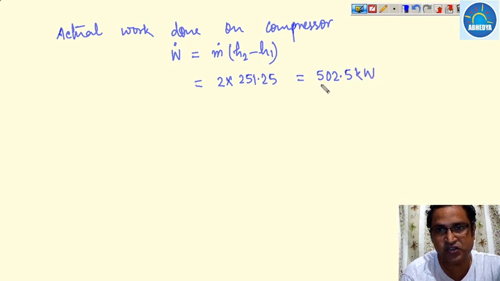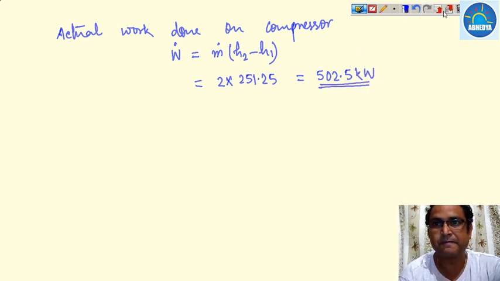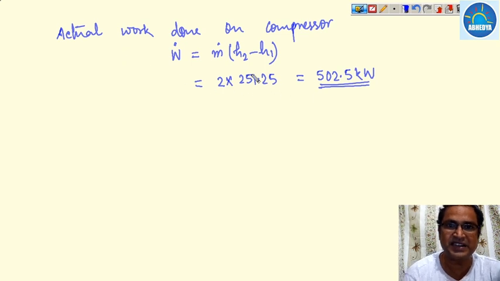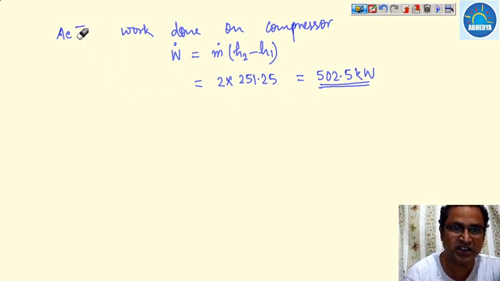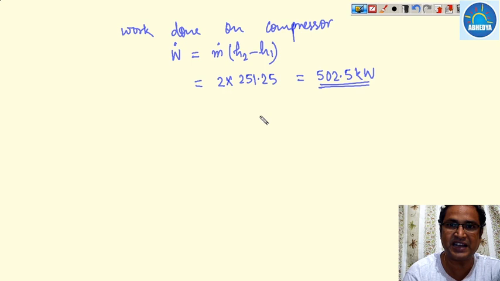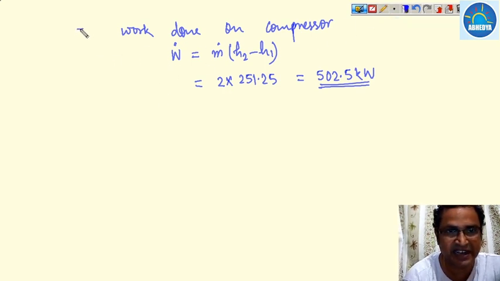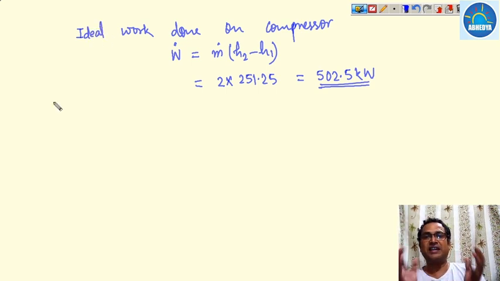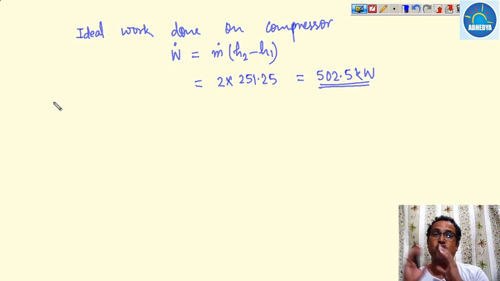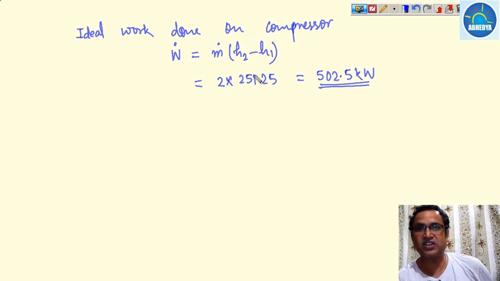So this is the actual work, no, I'm sorry, this is not the actual work, this is an ideal work that has to be done on the compressor. Of course it is an ideal work, because we are considering that there is no friction, meaning no irreversibility is occurring. So in the absence of any friction or irreversibility, the maximum work that can be done on the compressor is the ideal work. This is equal to this one.